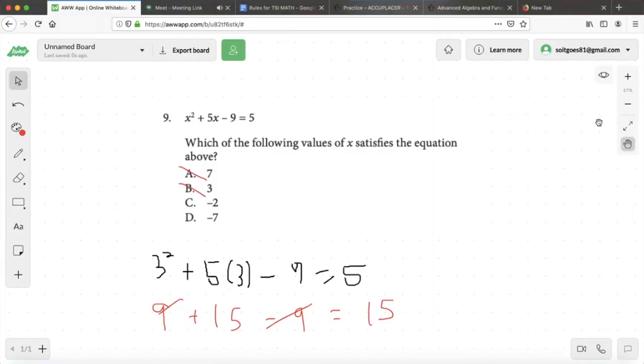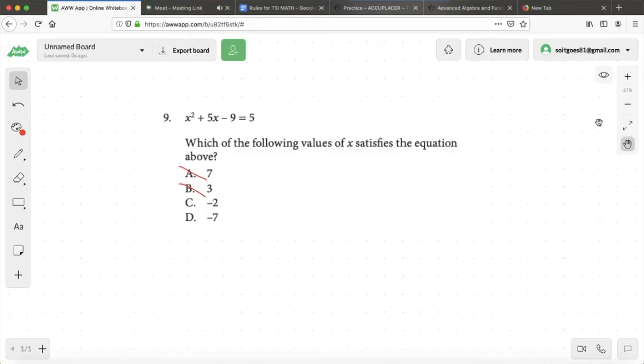Let's try answer choice C. Do the same thing, but if you can simplify it this time, don't do the math in your head. Again, you got unlimited time on the TSI. Go ahead and write it all out.